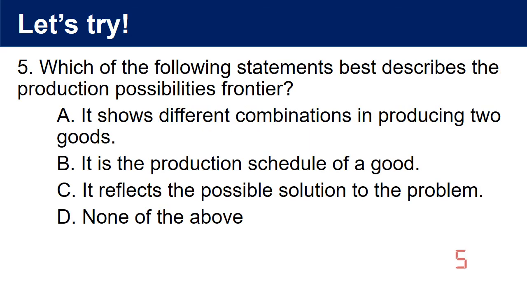5. Which of the following statements best describes the production possibilities frontier? A. It shows different combinations in producing two goods. B. It is the production schedule of a good. C. It reflects the possible solution to the problem. D. None of the above. The answer is A. It shows different combinations in producing two goods.